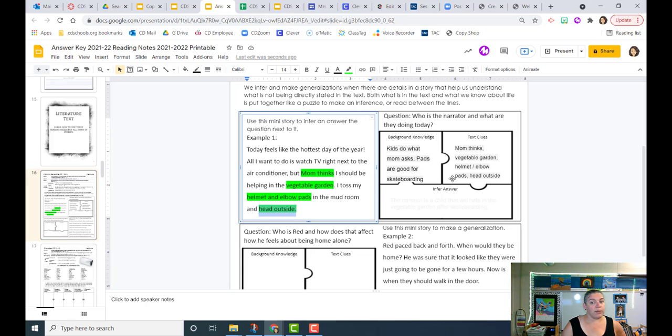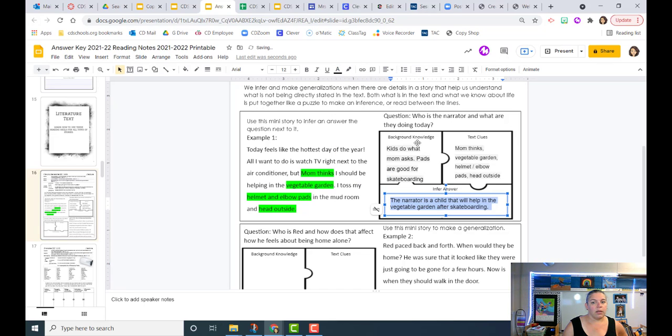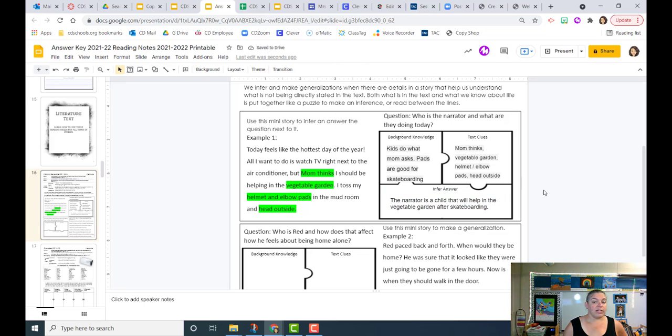So my inference, when I put this together, what's right here in the text, which goes into text clues, and then my background knowledge, when I put all of that together, I'm saying that the narrator is a child that will help in the vegetable garden after skateboarding. So it answers the question, who's the narrator?